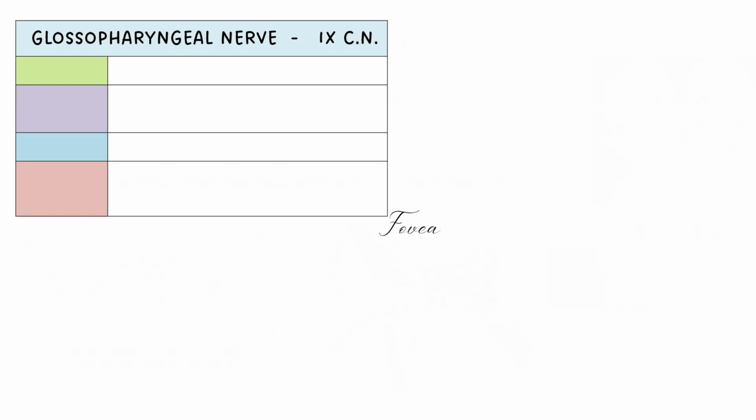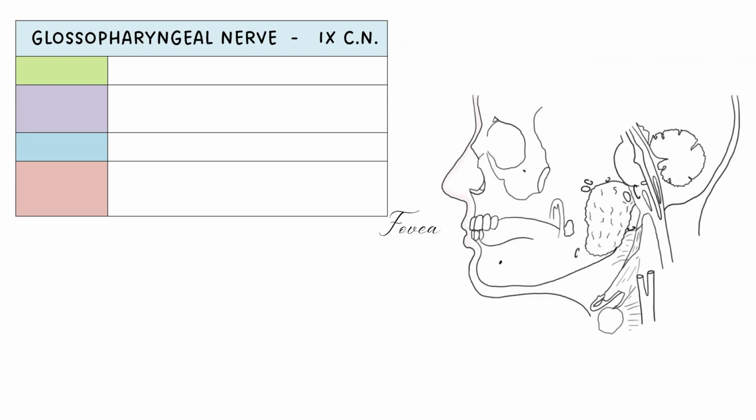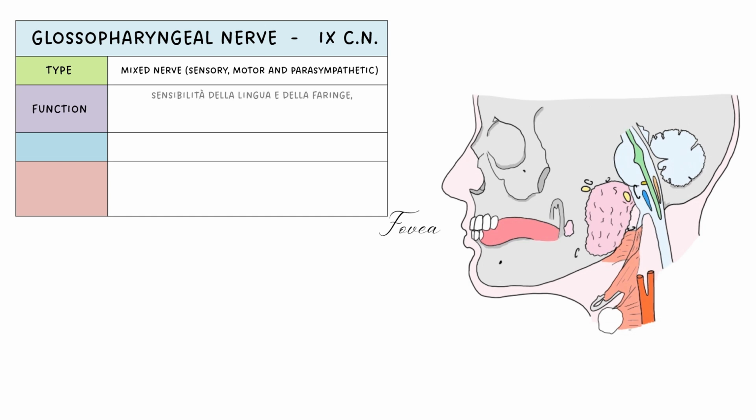The glossopharyngeal nerve, 9th cranial nerve, is a mixed nerve, sensory, motor, and autonomic (parasympathetic), that plays a key role in tongue and pharynx sensation, swallowing, and blood pressure regulation. It originates from the medulla oblongata.